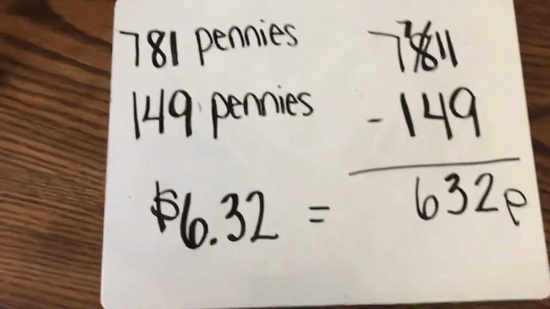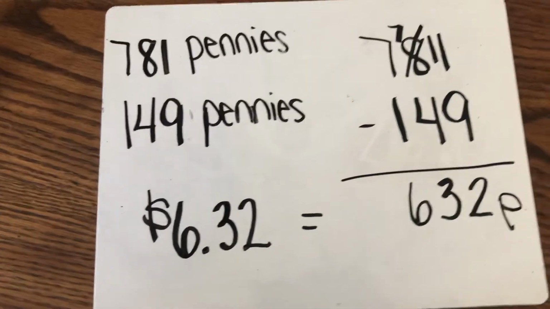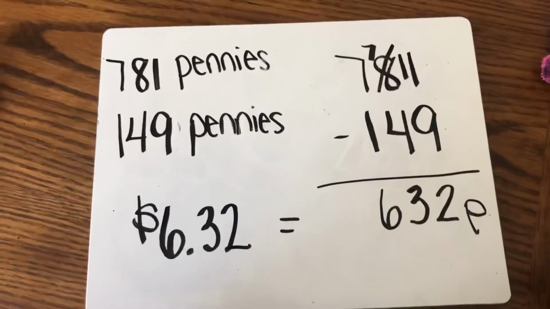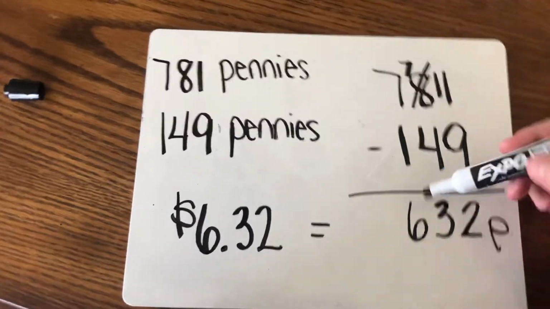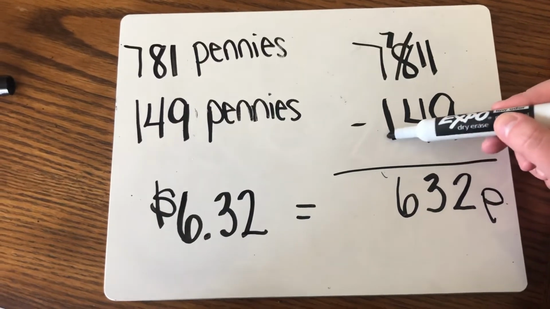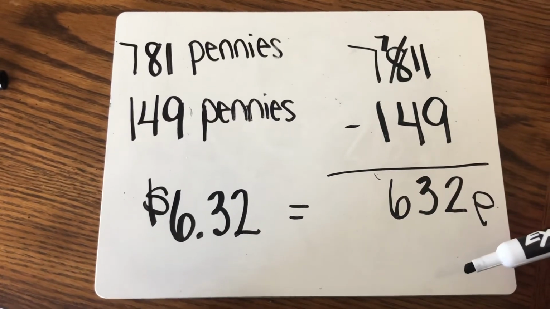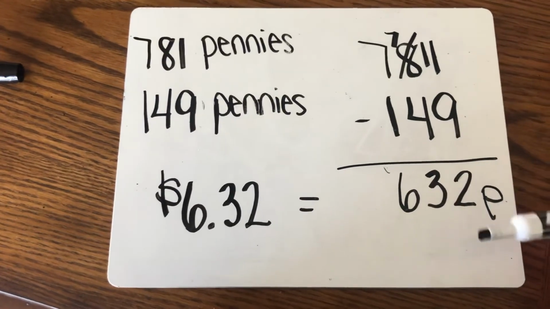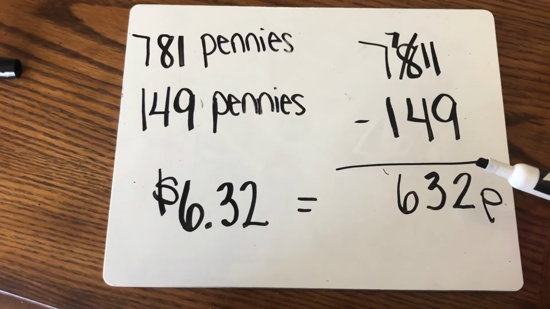What is a way that we can check our answer? What's the opposite of subtraction? Addition. So if we wanted to check our answer, we could add 632 plus 149 to see if we get 781. Okay, let's do that right now.